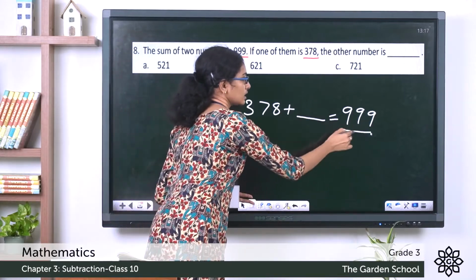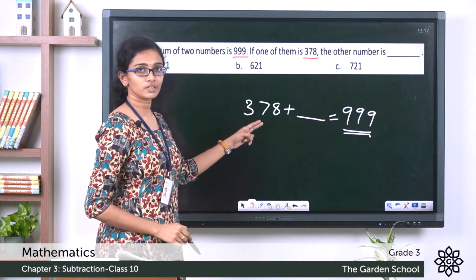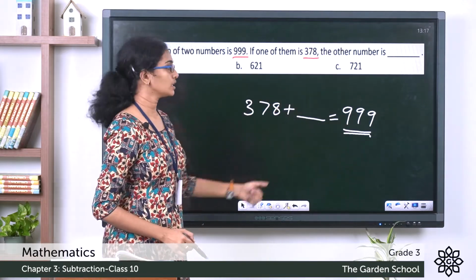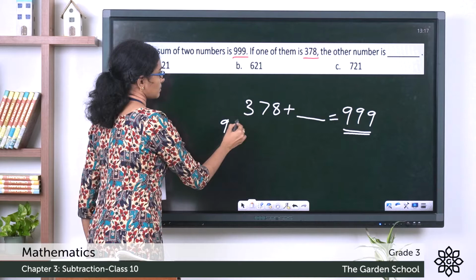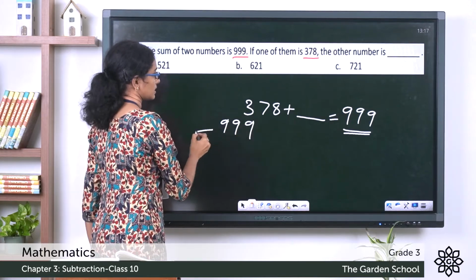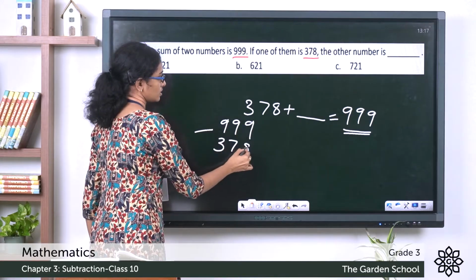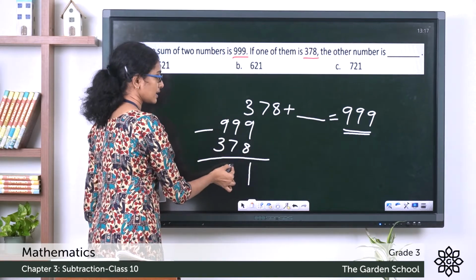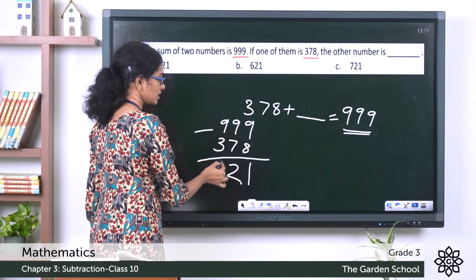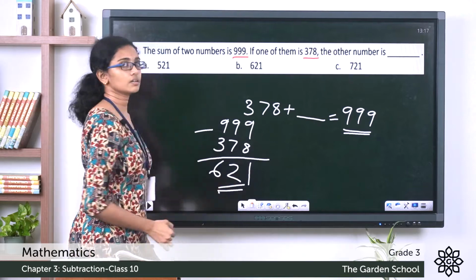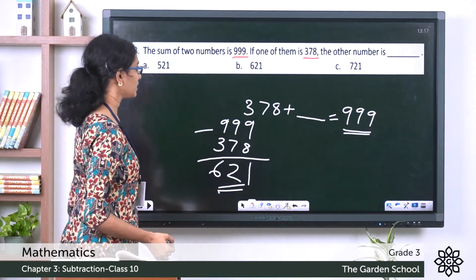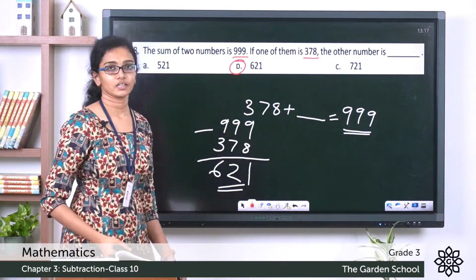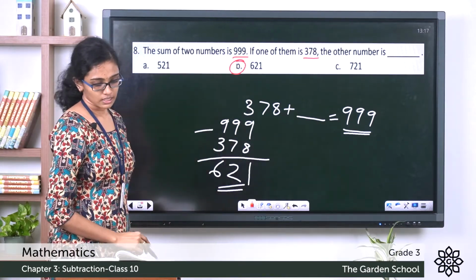You can subtract one of the given numbers from the sum to get the other number, right? So let's do the subtraction. 999 minus 378. So 9 minus 8, 1. 9 minus 7, 2. 9 minus 3, it is 6. So what is the other number? It is 621, which is option B given to us. So what is the next question?